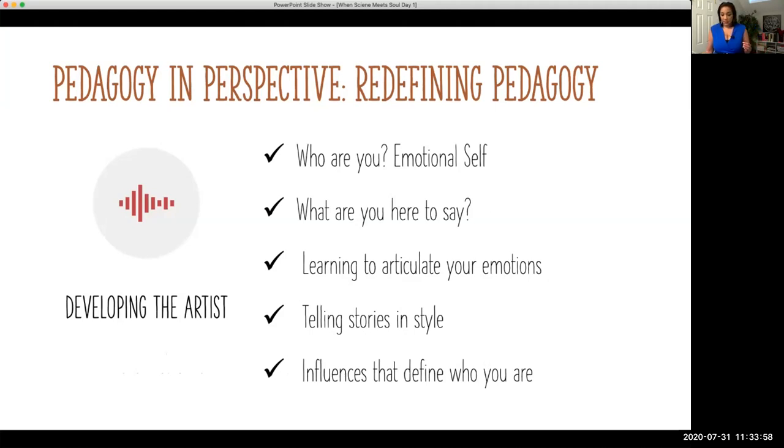Developing the artist. Who are you? Who is your emotional self? What are you here to say? Black folk-based music, in its tradition, is a functional music. It has function. Typically it's not music for music's sake in the classical sense. It's a very deliberate function.